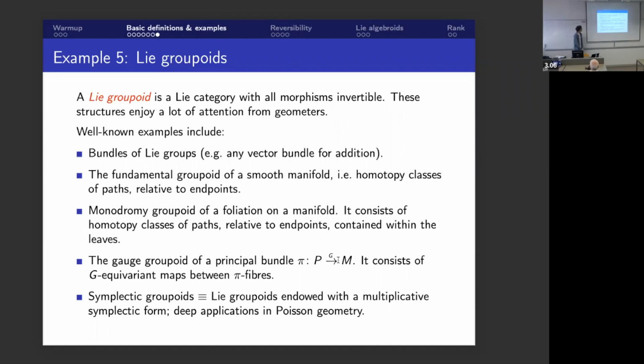Moreover, generalizing the fundamental groupoid, we have the monodromy groupoid. Whenever we have a foliated manifold, we take homotopy classes of paths relative to endpoints which are contained within the leaves of the foliation. This is just an improvement of the previous example, nothing special. Then there's the example of a gauge groupoid.